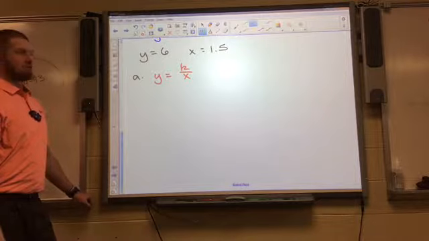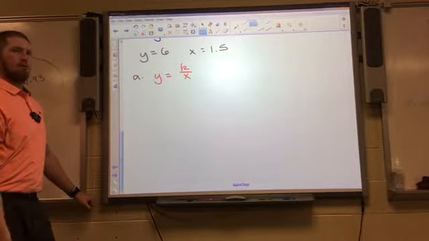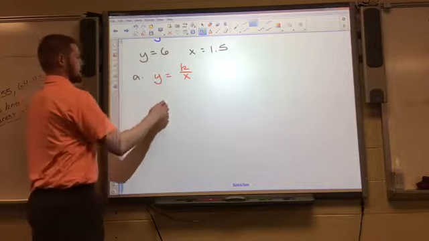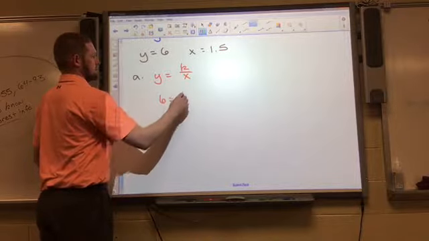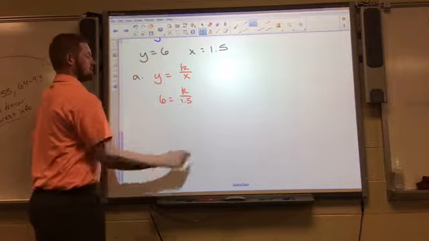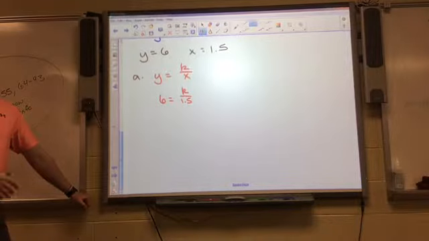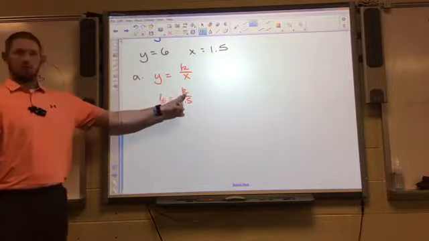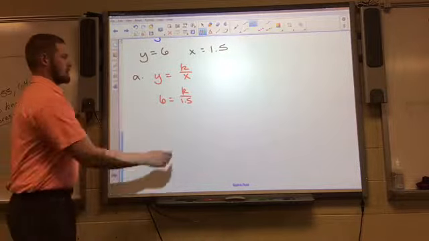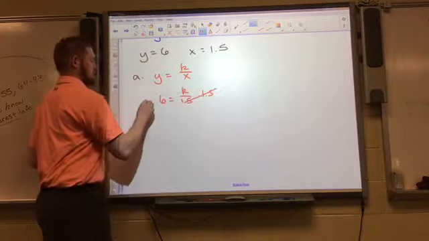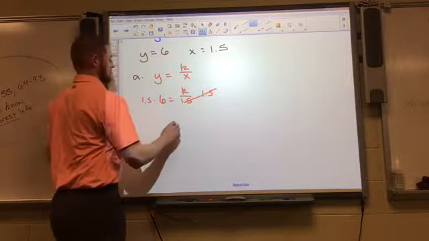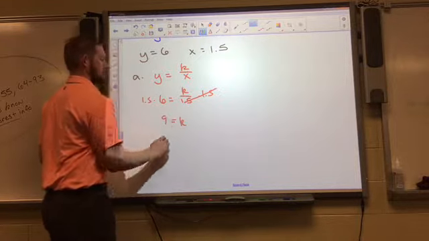So I know that inverse variation is y equals k divided by x, right? I already know some of these variables, so what would you do here? If you already know some of them, plug them in. So instead of y, I have 6 equals k over 1.5. And to be able to write a standard equation, remember all of our equations have an x and a y in them at the end, right? So I need to know what k equals. So I multiply by 1.5. What's 1.5 times 6? 9. So I get that k equals 9, right?